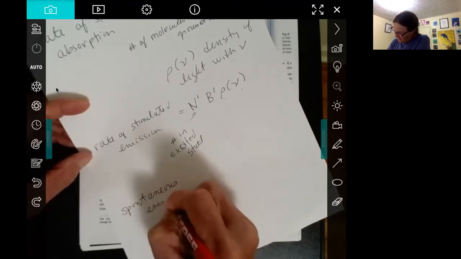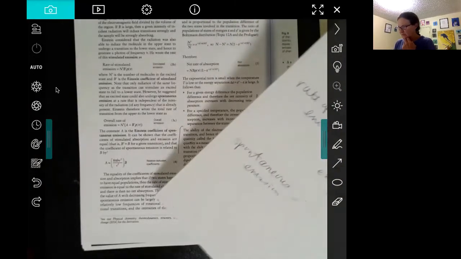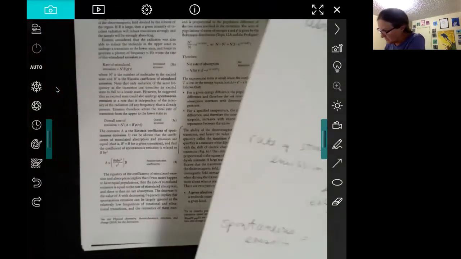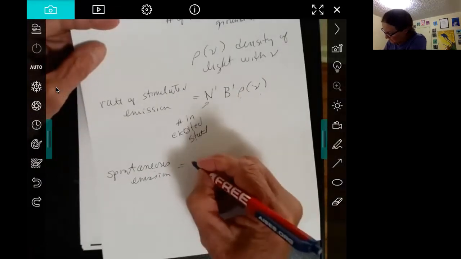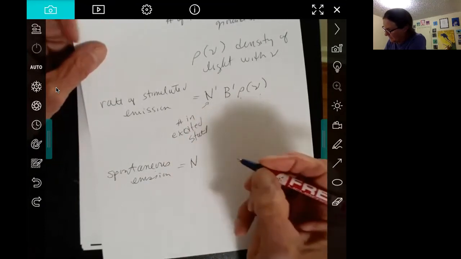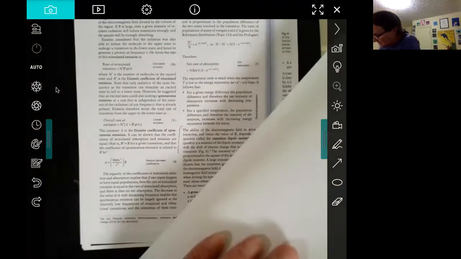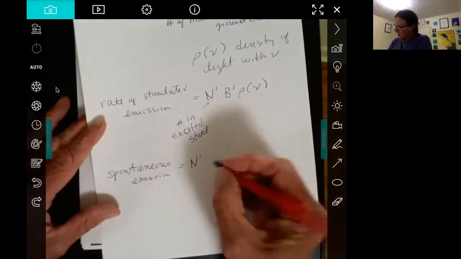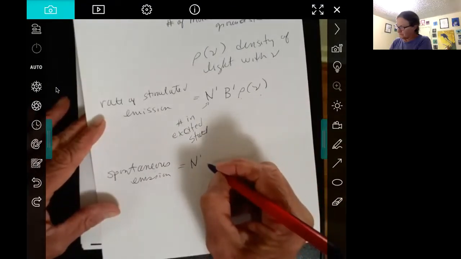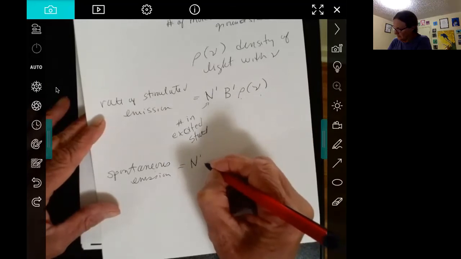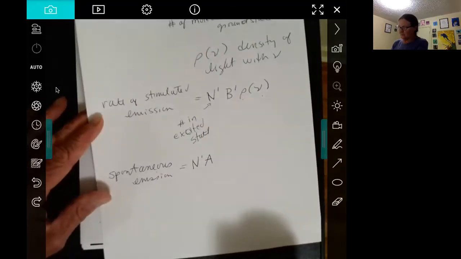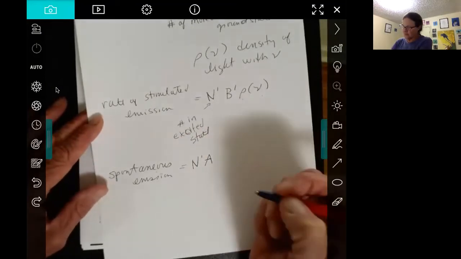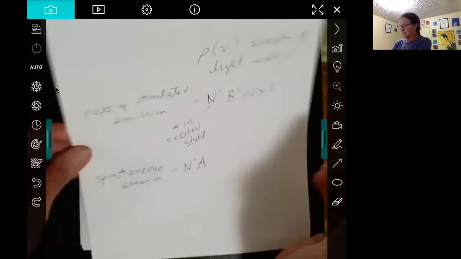So you don't have to have light to go through your sample in order to just stimulate the emission, and that's just proportional to how many molecules you have. So that will be equal to the number in the excited state, because it's for emission, times A, the coefficient for spontaneous emission, sorry.